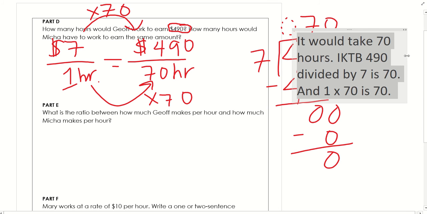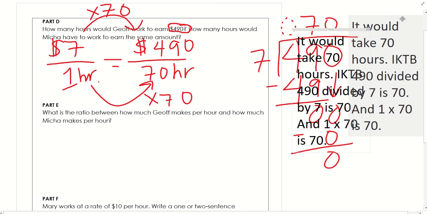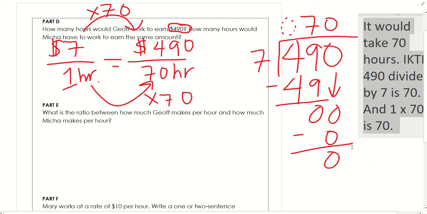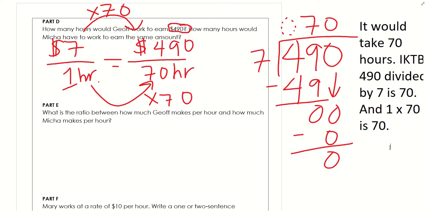So scholars, if you're answering in RACE format, this is what your answer should look like for part D. It would take 70 hours. I know this because 490 divided by 7 is 70, and 1 times 70 is 70.